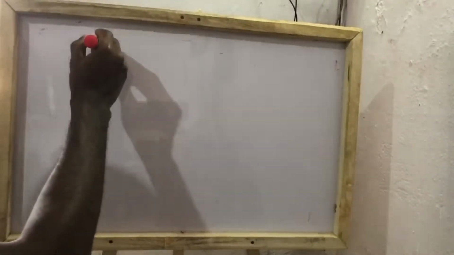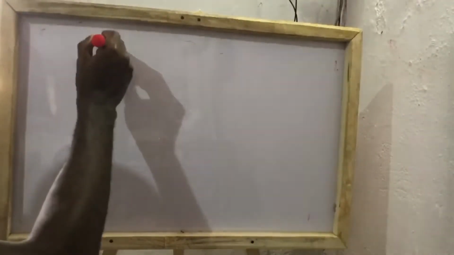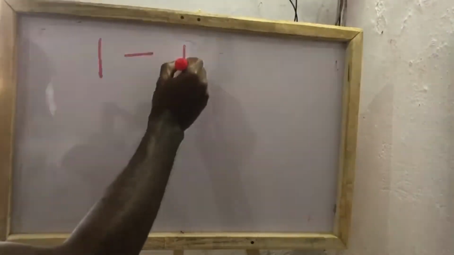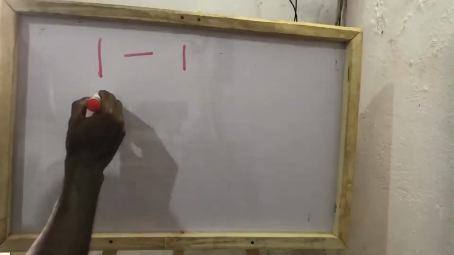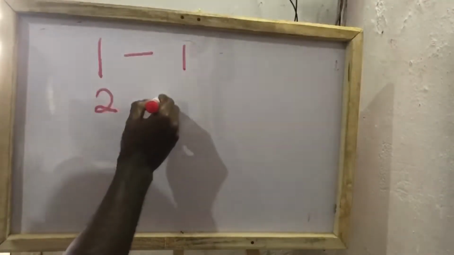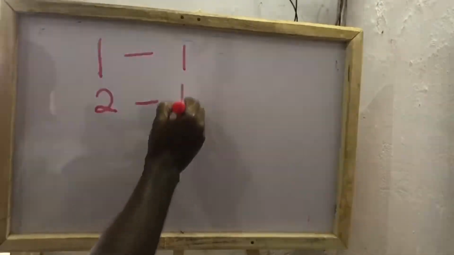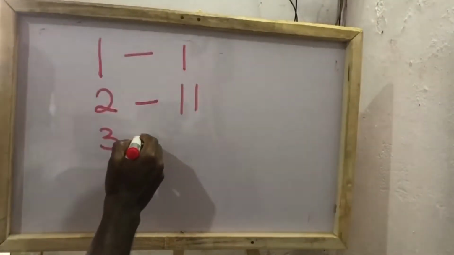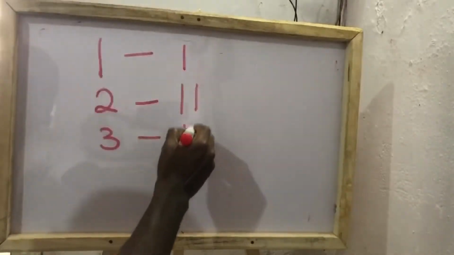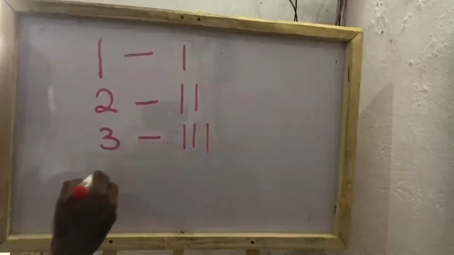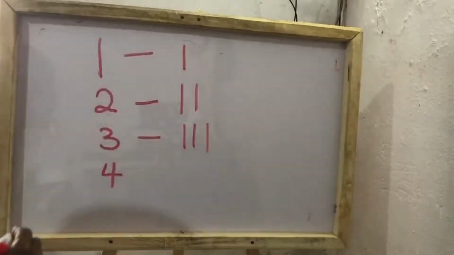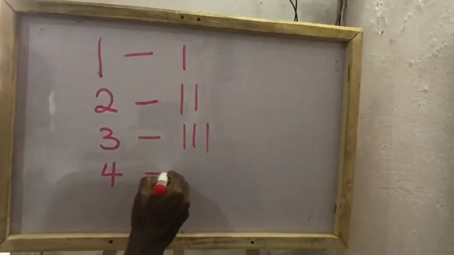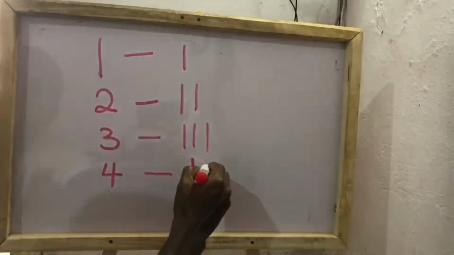Now, 1 in Roman numerals is I. 2 in Roman numerals is II. 3 in Roman numerals is III. 4 in Roman numerals will be IV.